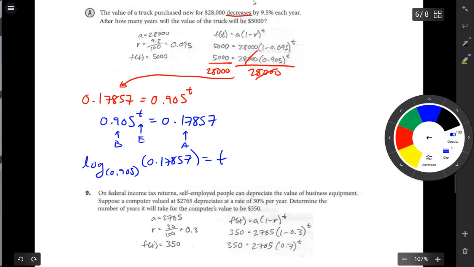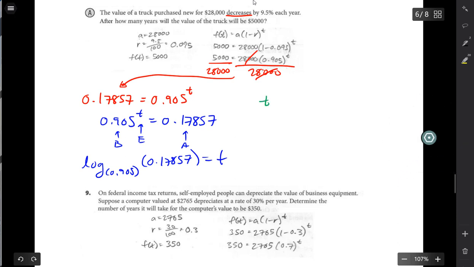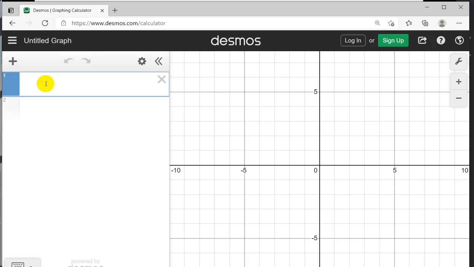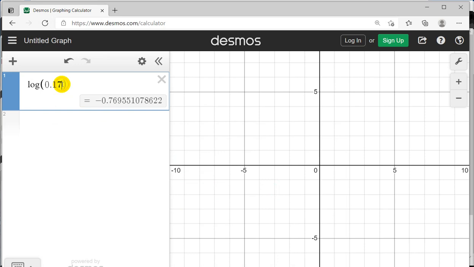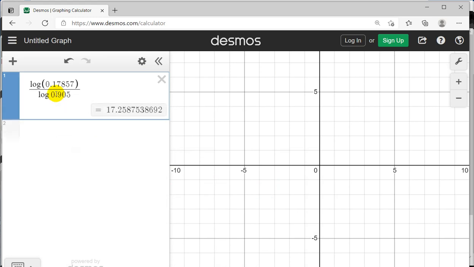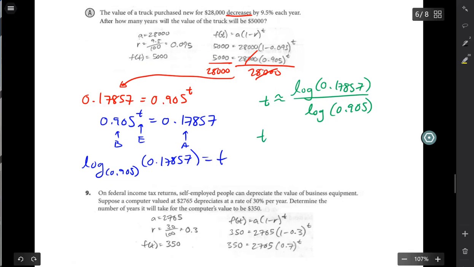Right? So now what we want to do is solve for t. If we solve for t, we use the change of base formula: log of 0.17857, and divide this by log of 0.905. So if we go to Desmos and actually calculate this, log of 0.17857 divided by log of 0.905, it's going to be 17.259 or something.